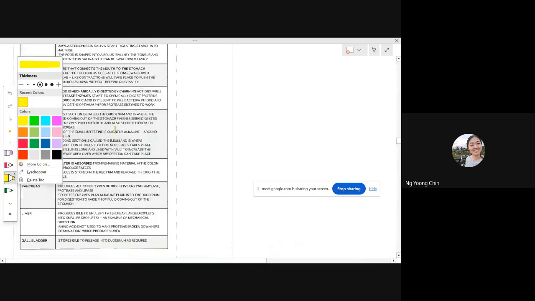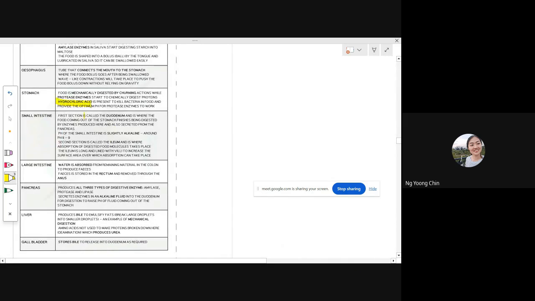Just need to know that the stomach is always acidic due to the presence of hydrochloric acid. And how about the small intestine? The small intestine is actually slightly alkaline, which is around 8 to 9. That's why they require the bile, to help them neutralize the acidic chyme.